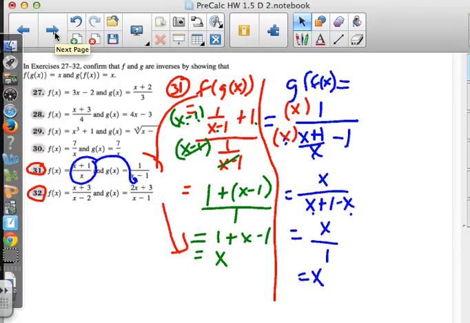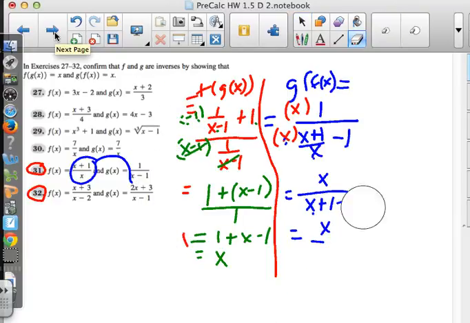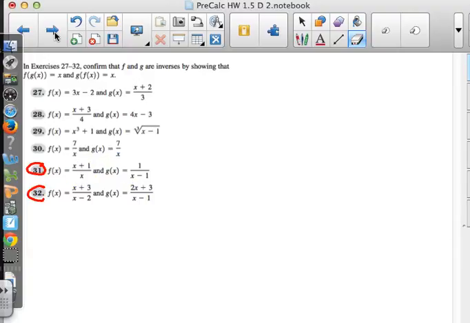That's how we show that they are true inverses, is by seeing that f of g of x and g of f of x both give us an x for an answer.